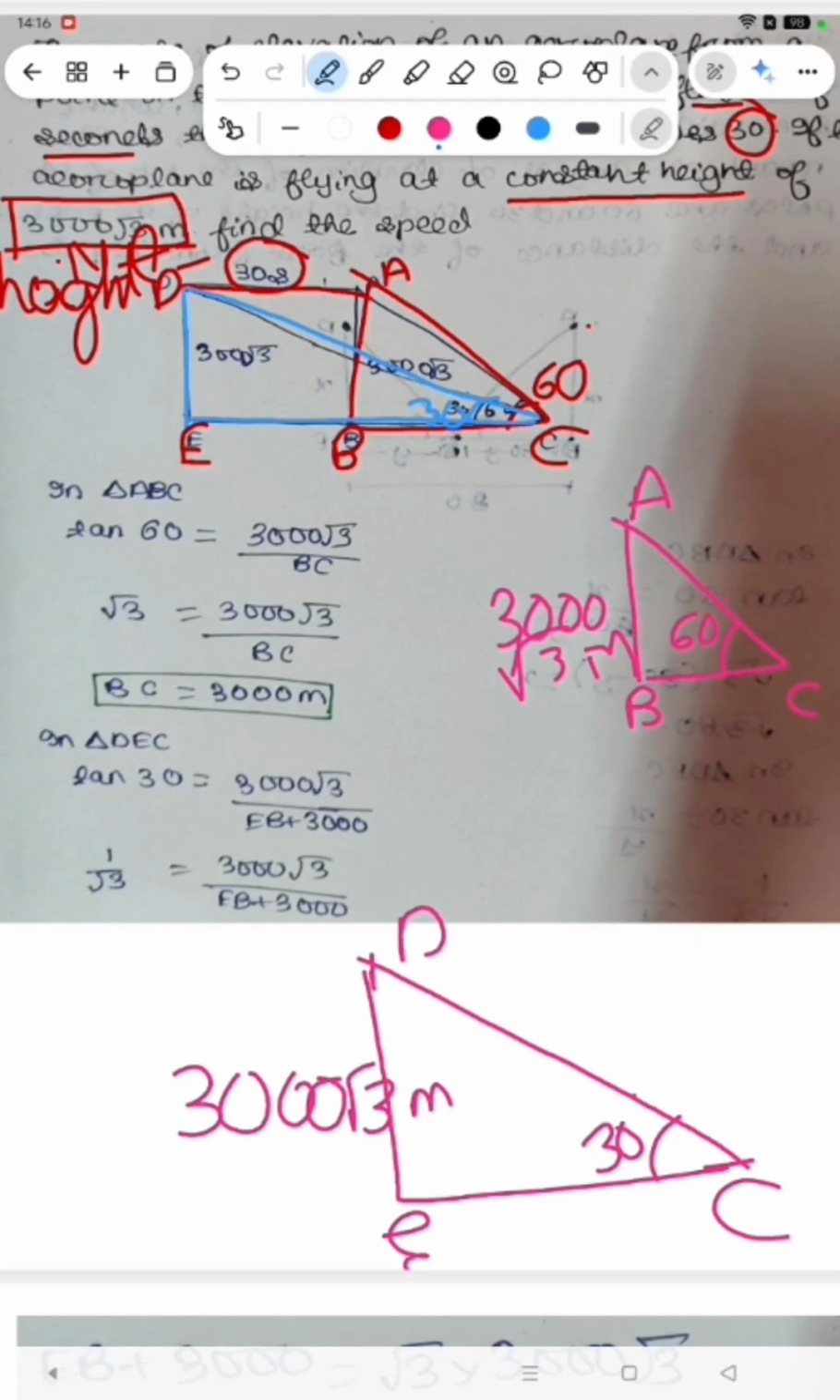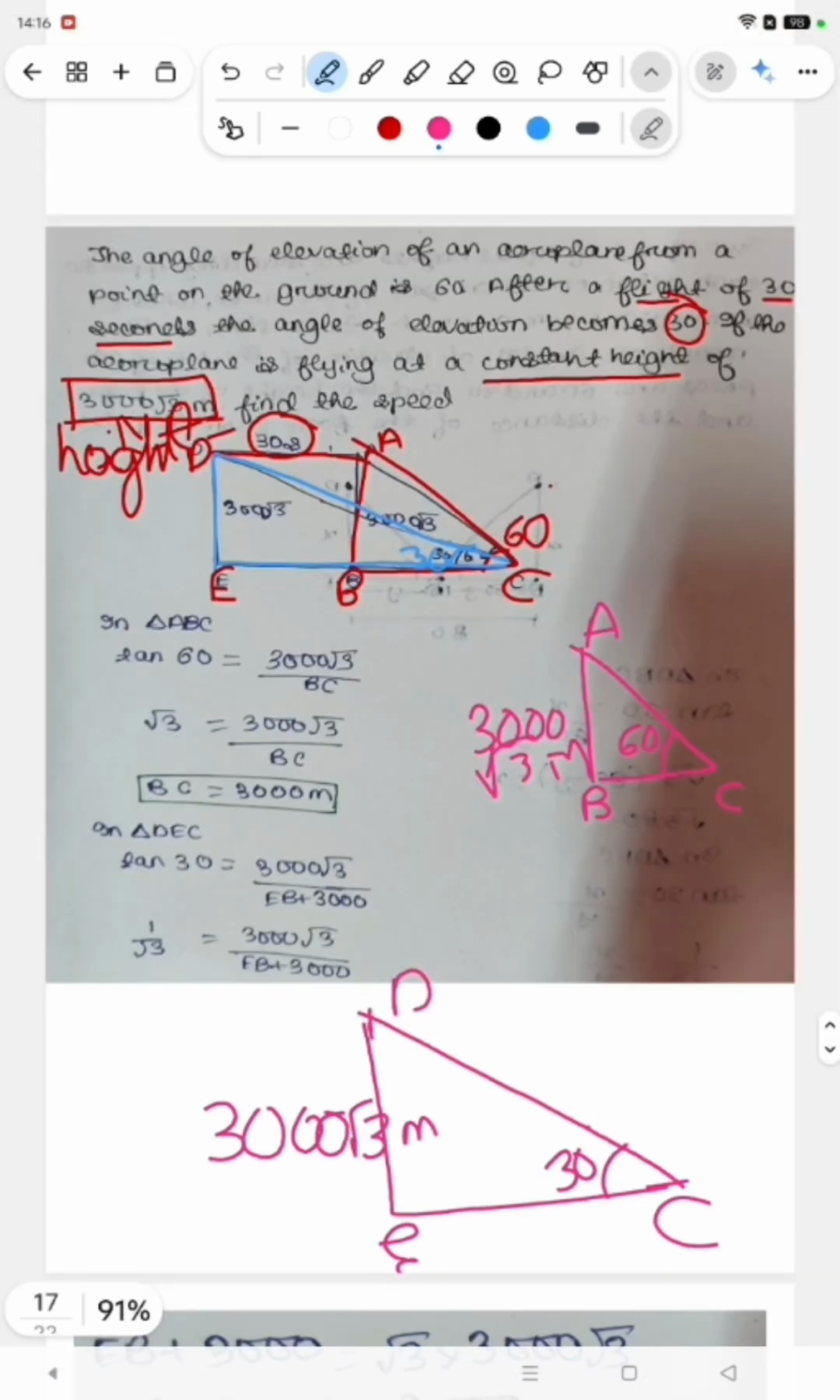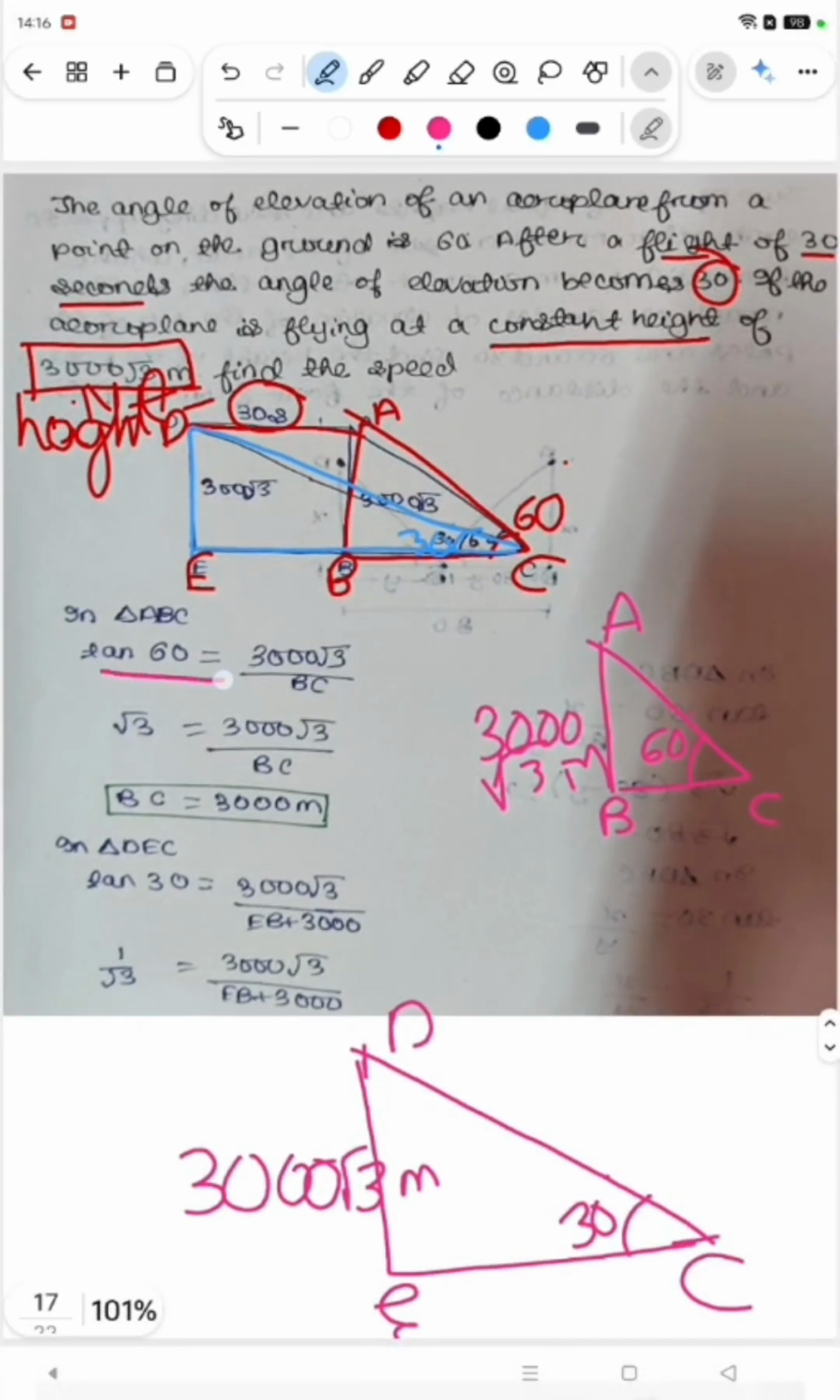BC value we have to find, which means we have to find the speed. For the speed, we have to calculate the distance first, since speed is equal to distance by time. So tan 60 is equal to 3000 root 3 by BC. The tan 60 value is root 3, so BC is equal to 3000 meter.